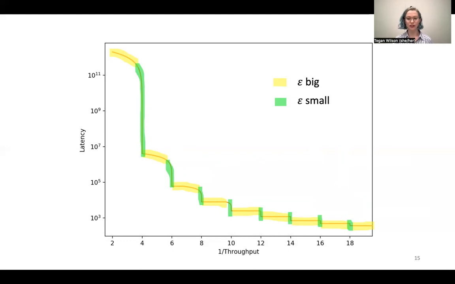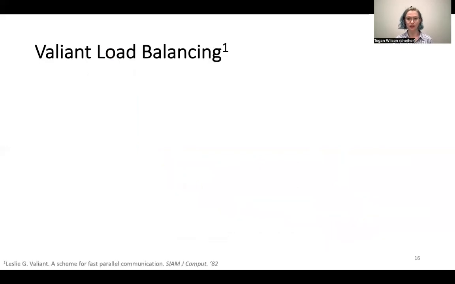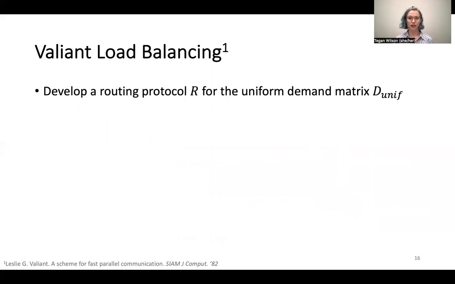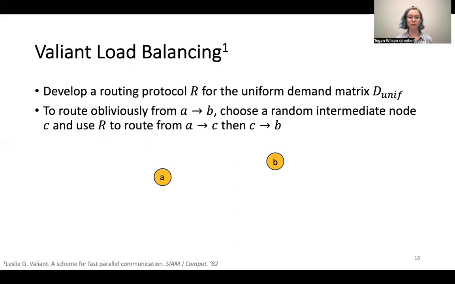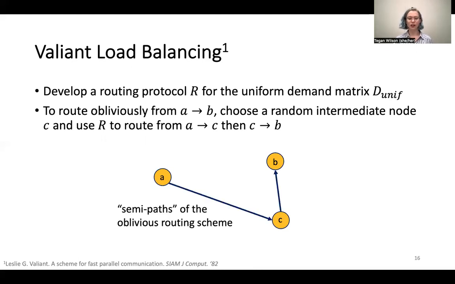And an additional tool we'll need to describe these designs is Valiant load balancing, a common trick in oblivious routing that was given by Valiant. We use this technique in both of our ORN designs, and the idea is the following. Develop first a routing protocol capital R that works for D uniform, or the uniform demand matrix. Then, to route obliviously from node A to node B, choose some random intermediate node C, and use capital R to route from A to C, and then from C to B. And we call each of those two parts of the oblivious path semi-paths of the oblivious routing scheme.